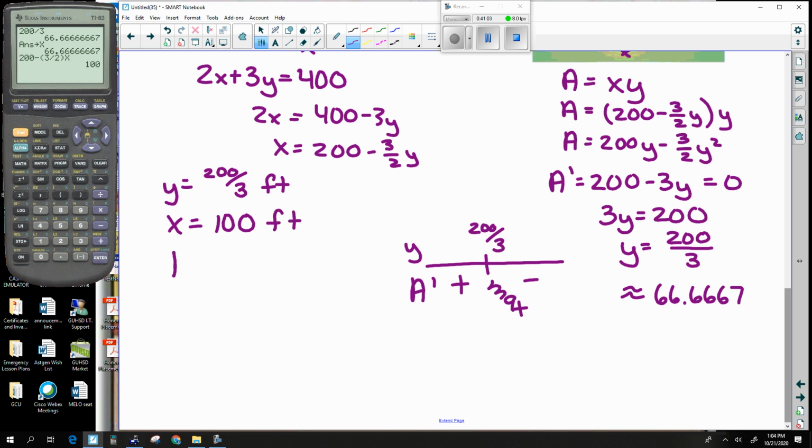So for good measure, let's also say what this maximum area is. This maximum area is going to be just X times Y. So 100 times 200 over 3. It's 20,000 over 3. That's kind of ridiculous, but it's 6,666.6666 feet squared.